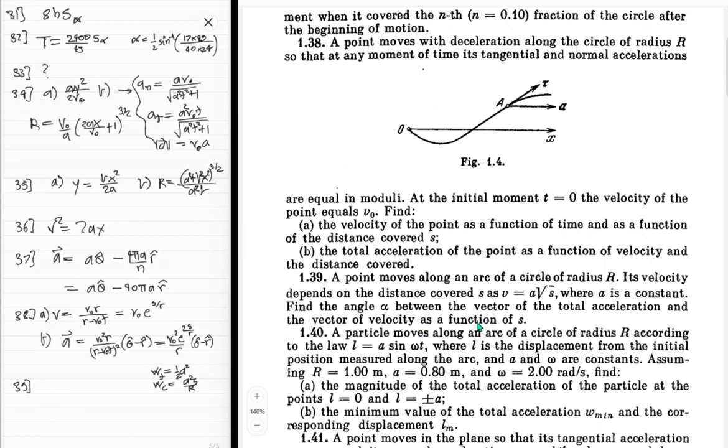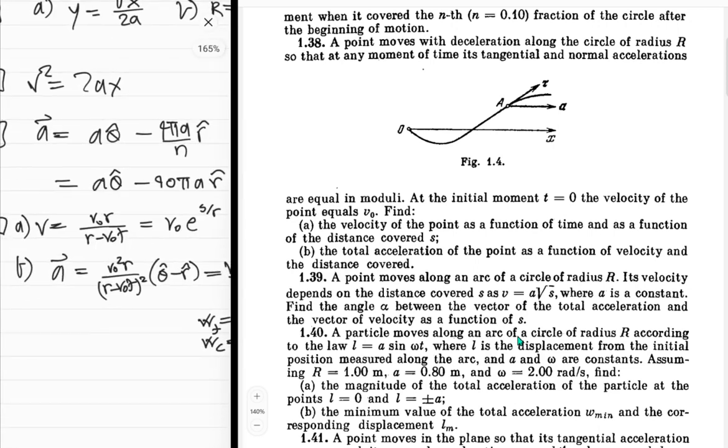Find the angle alpha between the vector of total acceleration and the vector of velocity. So you need to find what the acceleration vector is and what the velocity vector is. The velocity is going to be along the tangent, so theta hat, and we already know the tangential acceleration and centripetal acceleration, so it's not that big a problem, right? So no big deal.